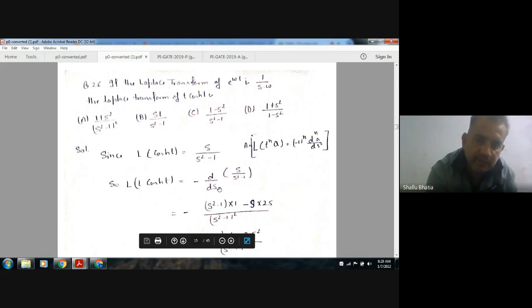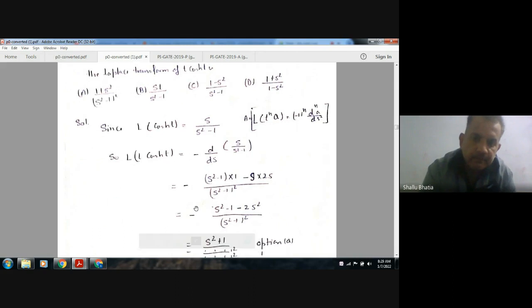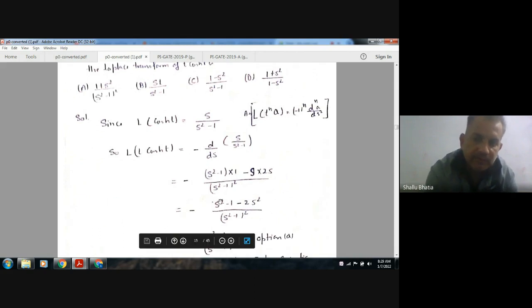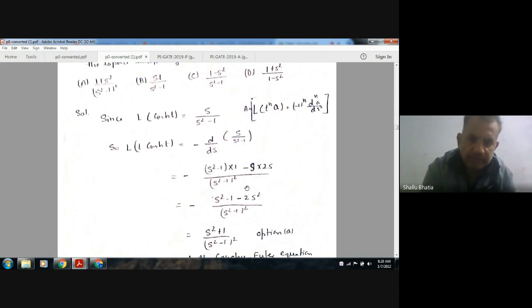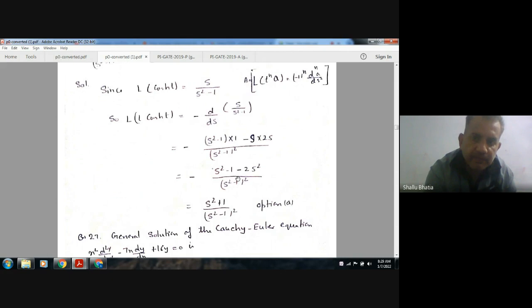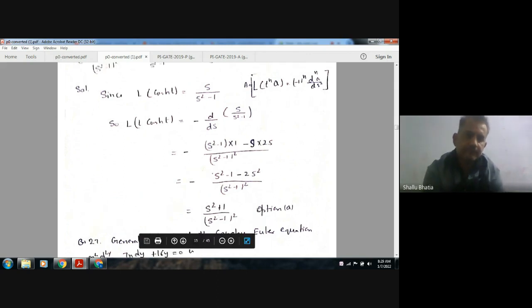So n is 1, so minus 1 raised to power 1 is minus 1, into d by ds of s divided by s square minus 1. Differentiating using the division rule: s square minus 1 into 1, differentiation of s is 1, and differentiation of s square minus 1 is 2s, minus s into 2s. So minus s square minus 1 minus 2s square, so minus s square minus 2s square gives s square plus 1. So this is the answer, option A.